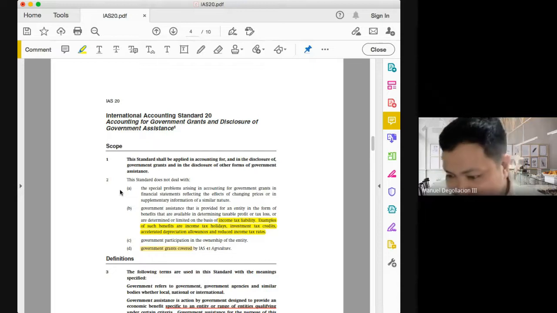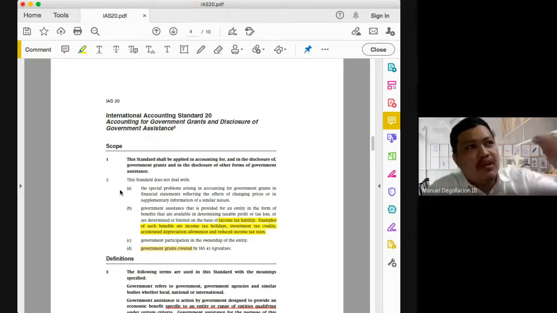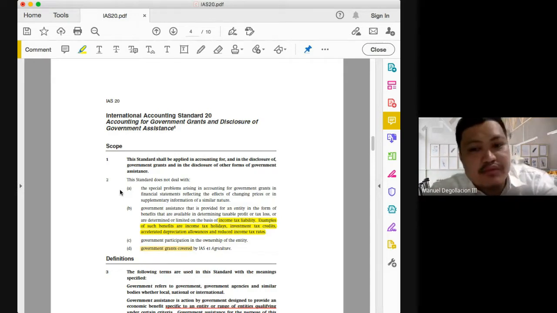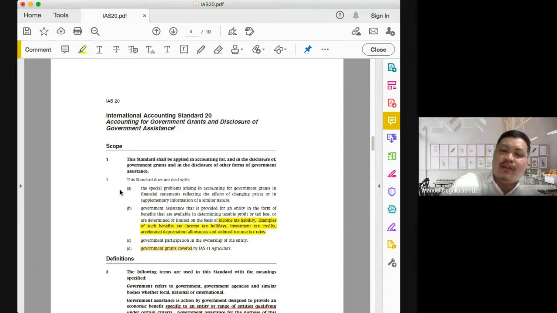Okay. Then, if we continue further, class, again, government assistance can be government grant or other forms of government assistance. And under your government grant class, we will also have two kinds of government grants, grants related to assets and grants related to income. We will go over the definitions later on.